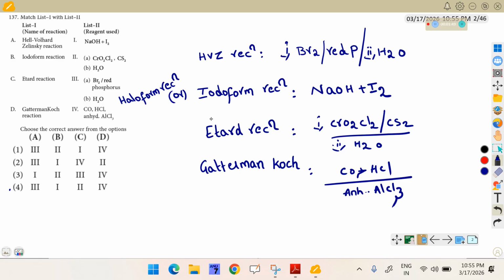The next question is a matching type of question. Name of the reaction, reagent used. First, the name of the reaction is HVZ reaction. In HVZ reaction, bromine and red phosphorus are used. Iodoform reaction, NaOH plus I2 is used. A3, B1, only one option is there, that is the fourth option. Etard reaction, we are using CrO2Cl2 for the hydrolysis. Gattermann-Koch reaction, we are using CO, HCl in the presence of anhydrous AlCl3.